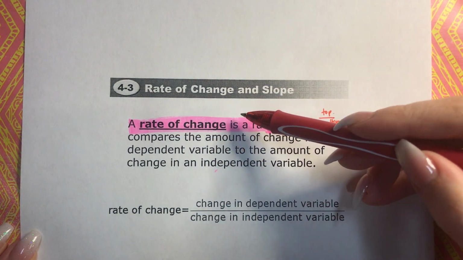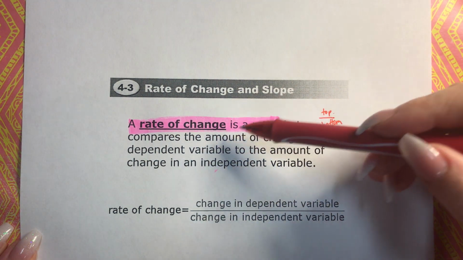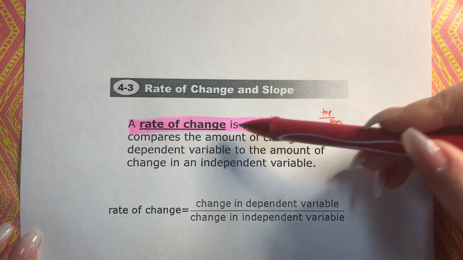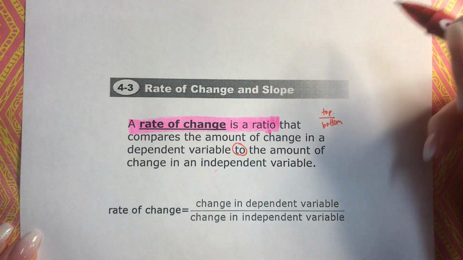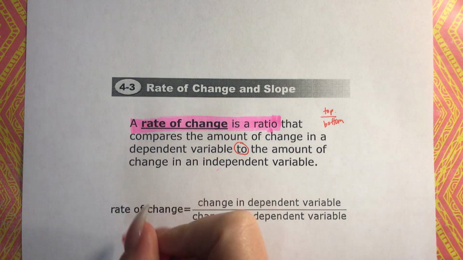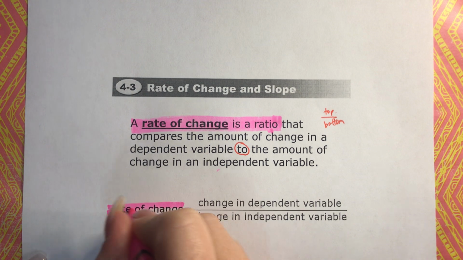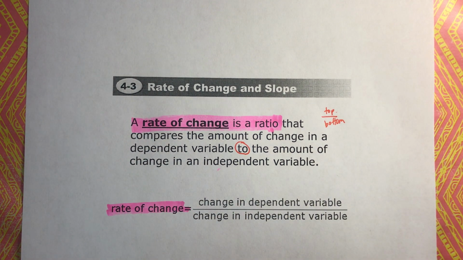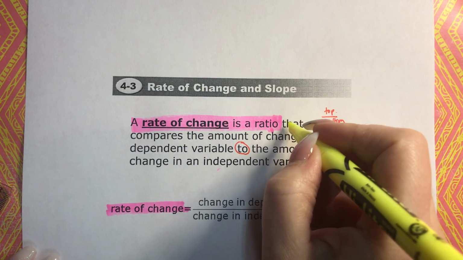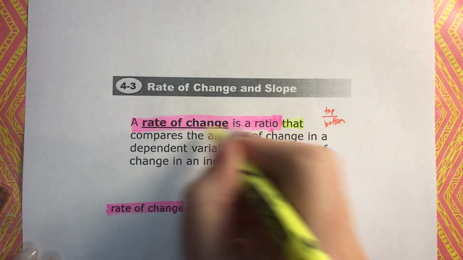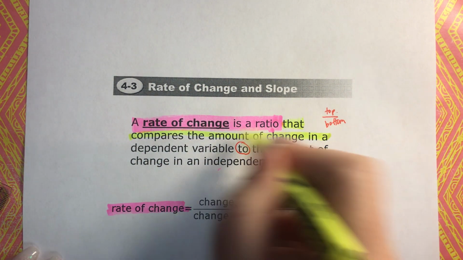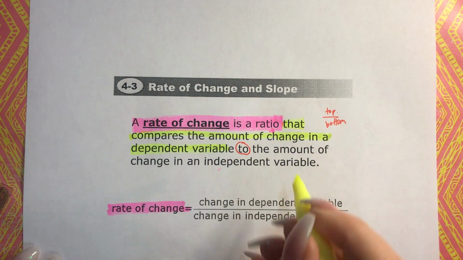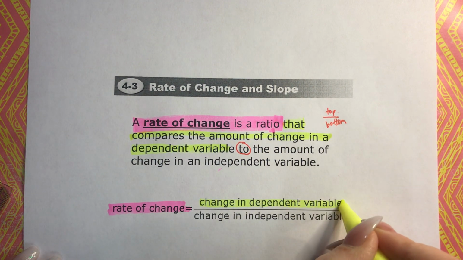So a rate of change is the ratio that compares the amount of change in a dependent variable to, and there's that keyword to, so this is giving us a formula. Everything after the word ratio refers to what goes on the top of the fraction: the change in a dependent variable. So that's what goes on top.